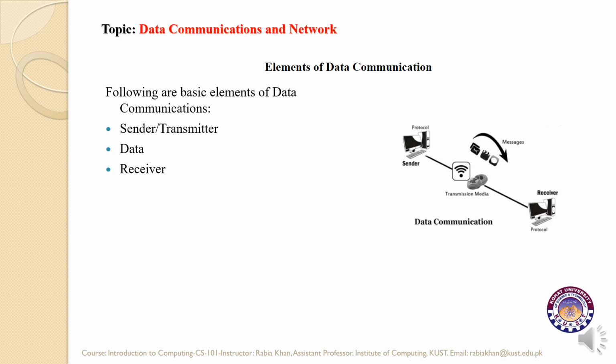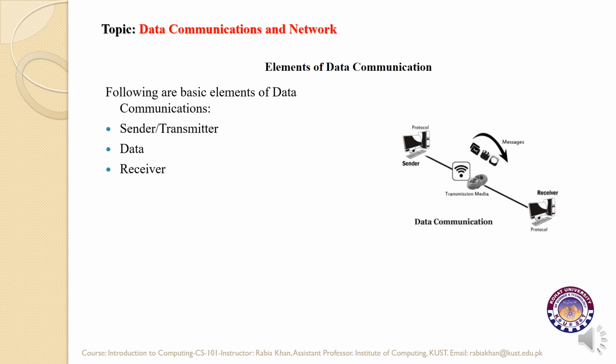The third important element is the receiver. A receiver is a computer or any electronic device that has the capability to receive the data and respond back. Well, receivers may or may not respond back, but it has the capability to receive the data that is being sent by the sender. Now, these three are the basic elements of data communication.